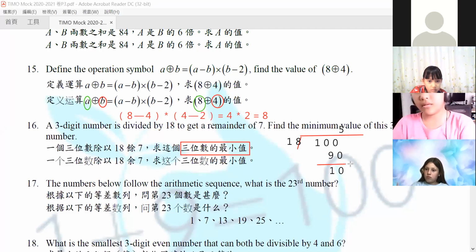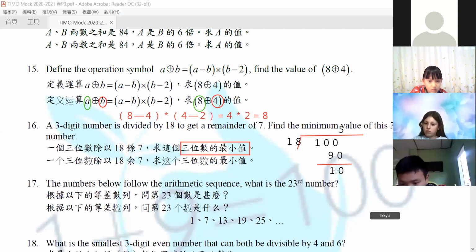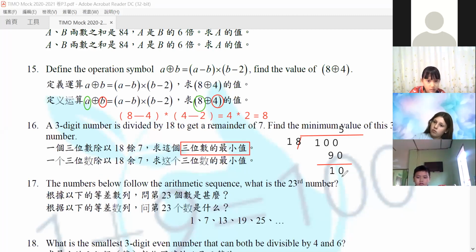So now, if we want that number divided evenly, this 10 is the remainder. It is not 7, right? We need to modify it such that it is 7. Now, how can we modify it? By minus 3, right? If we minus 3, this will give us our 7, which is exactly this remainder.